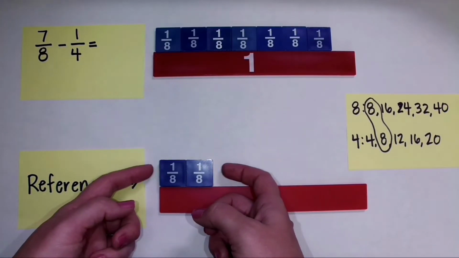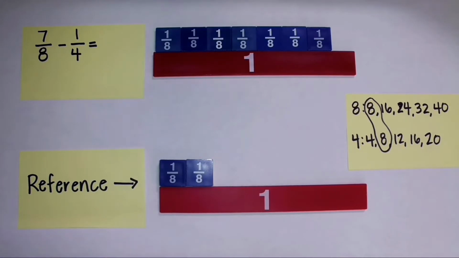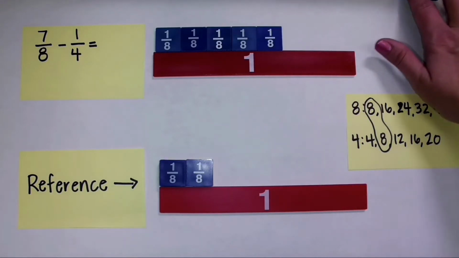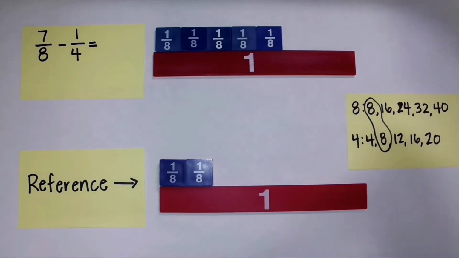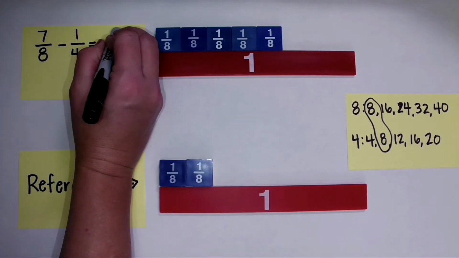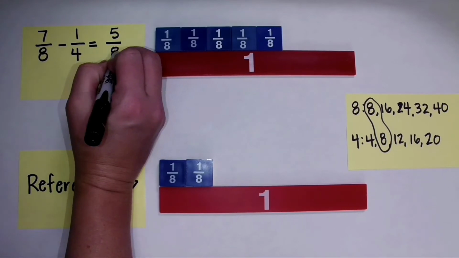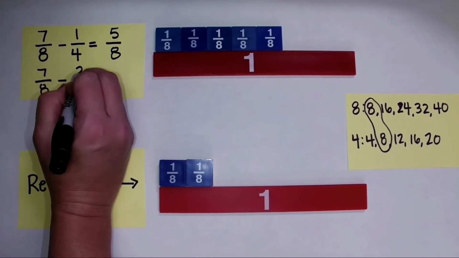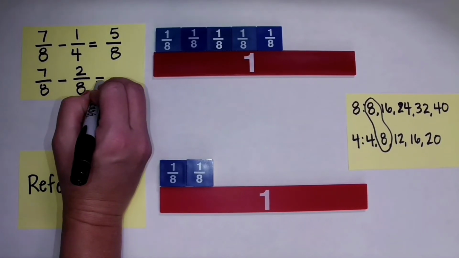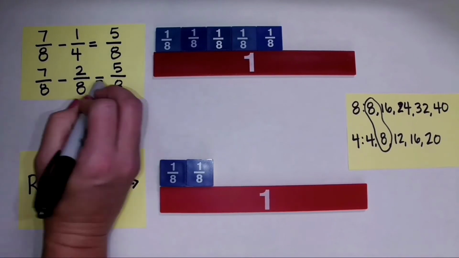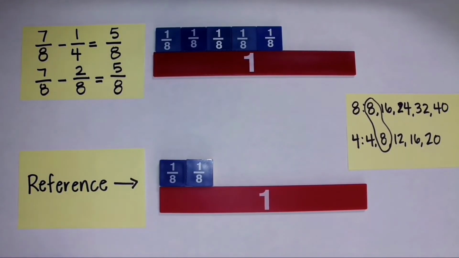So now for my reference, I need to take away two of the 1/8 pieces. I'm not going to touch this reference set at all, but I'm going to move up here to my 7/8 and I'm going to take away or subtract two of the 1/8 pieces. So when I have 7/8 and I subtract 1/4, my difference is 5/8. And if I wanted to write this where I had the common denominators, I could go ahead and do that now to really emphasize that we were subtracting the parts of the fraction and the denominator stayed the same.